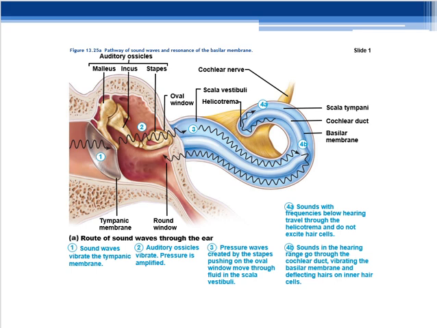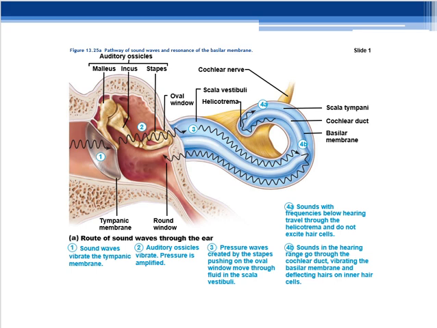Then those pressure waves push in at the oval window, moving through fluid at the scala vestibuli. And sounds with frequencies below hearing would just travel all the way through the cochlea. They would go around the helicotrema, the end of the cochlea, and kind of die out. They would not excite any hair cells.